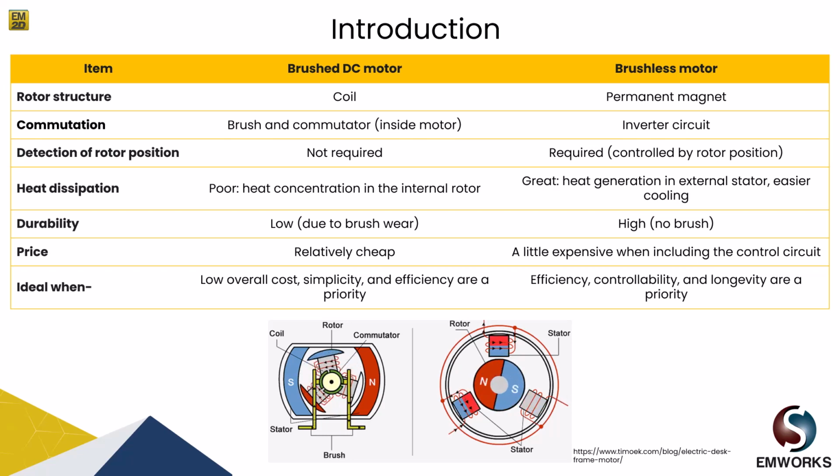So overall, if we compare, the brushed DC motors are ideal when the cost is low, we need a simple motor, and efficiency is the priority. But a brushless motor can also be used when you need higher efficiency, and when you need to control your motor more accurately and more longevity is required, then we take the brushless motor as a priority over the brushed DC motor.